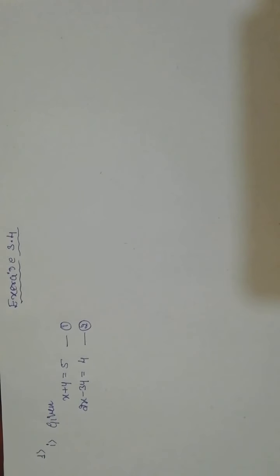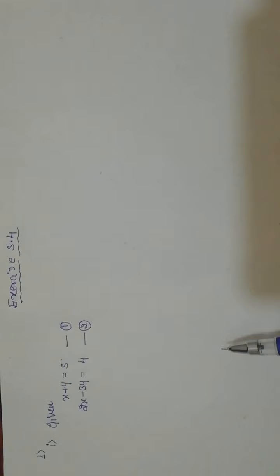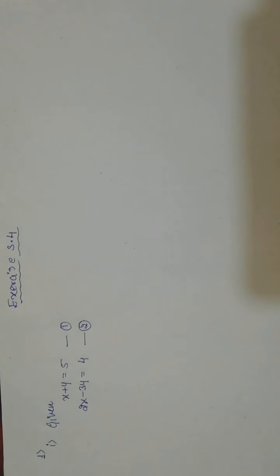Okay, so now in the first one, the given pair of linear equations are like this. First you need to write "given" and write the two equations one by one. Don't write them side by side. Always write one by one. One equation below the other, you should write like that. Understood? And number them as 1 and 2.